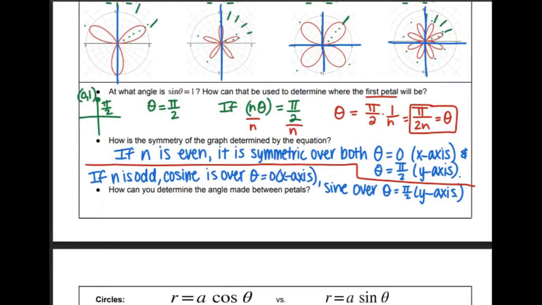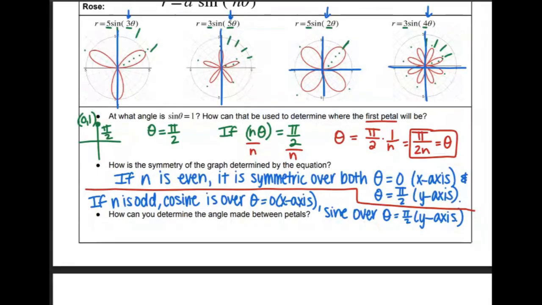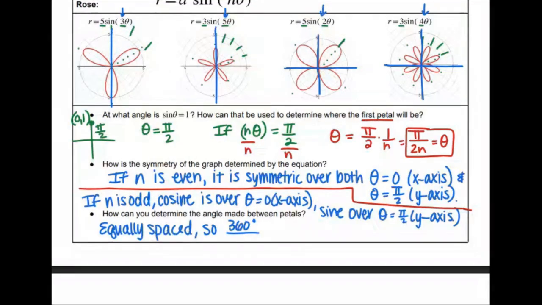How can you determine the angle made between the petals? Well, if there's 3 petals and there's 360 degrees, then it should be 360 divided by 3. If there's 5 petals, then it should be 360 divided by 5, and so on, since they're all equally spaced. So in general, it would be 360 degrees divided by the number of petals. Or if we're talking about radians, it would be 2 pi divided by the number of petals.